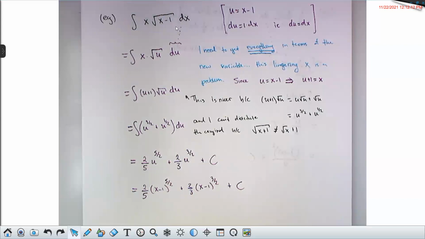Before I let you go, I'm going to show you one slightly harder one. And then next time, we're going to focus on definite integrals. With definite integrals, things are a little different. You need to change your bounds when you make a substitution for those reasons I described to you earlier. But you don't need to go back to the original variable, which is nice.